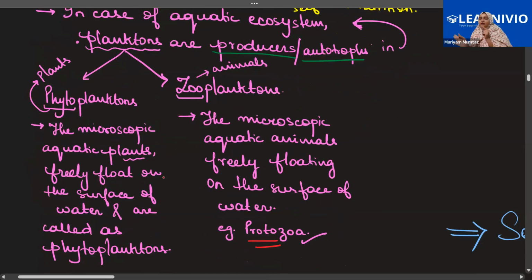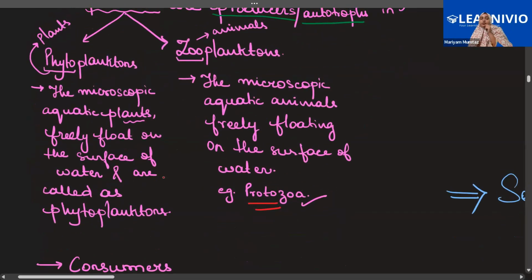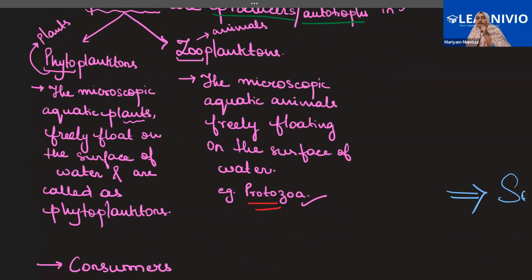The word phyto, wherever you see the word phyto, always remember it is related to the plants. Wherever you see the word zoo, related to animals. So phytoplanktons, these are microscopic plants that are found in the aquatic habitat, and they freely float on the surface of water, and we call it as phytoplanktons. It is microscopic aquatic plant. Talking about zooplankton, so these are the microscopic aquatic animals that freely float on the surface of water.